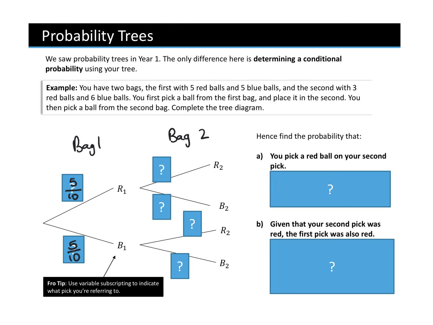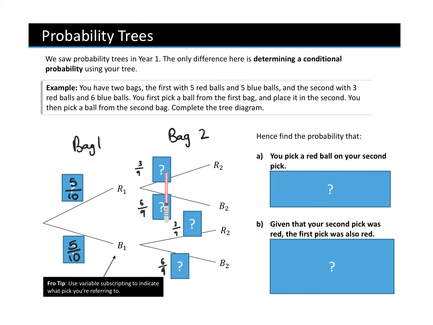But first of all, let's think about this. There's 3 red, so 3 out of 9, 6 out of 9. This is what's in bag 2, isn't it? But when we read the question, let's think about it. I always like to start at the beginning of our journey. Here we are. I've put my hand in the bag and I've picked a red ball.